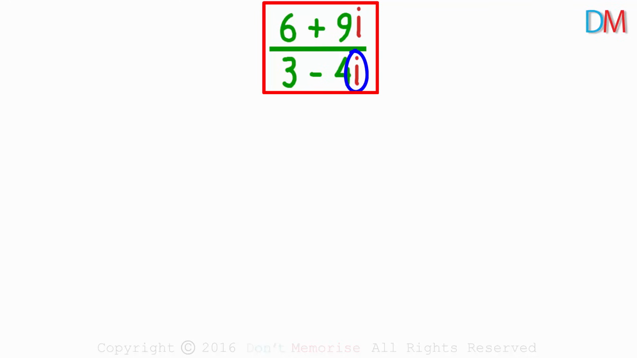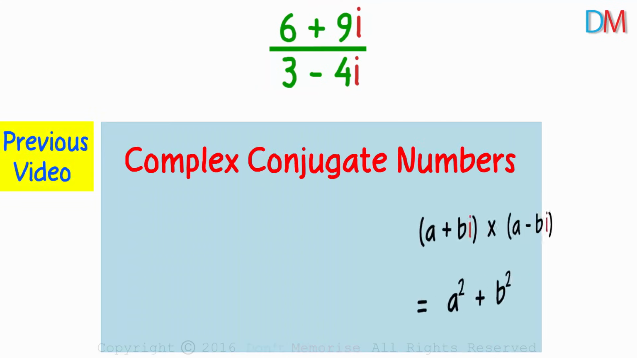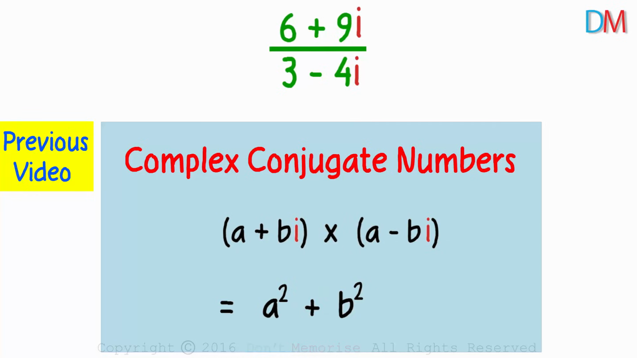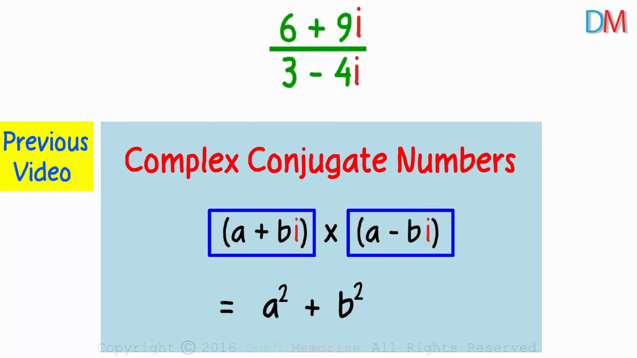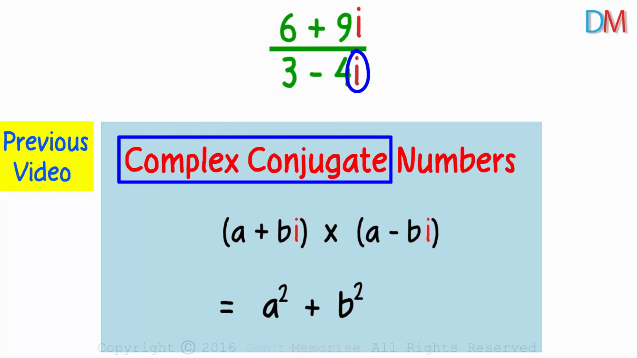This was a big hint. Think about how we can proceed. Do you recall the discussion regarding complex conjugate numbers in our previous video? We had observed that multiplying a complex number a plus bi with its complex conjugate a minus bi resulted in a squared plus b squared, which is a real number. So to get rid of i in the denominator, we need to multiply it with its complex conjugate.